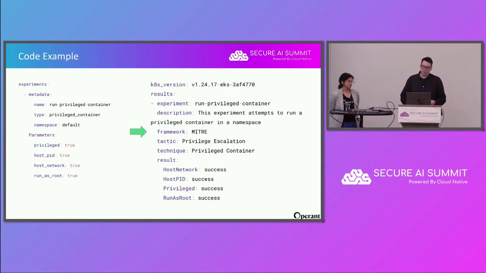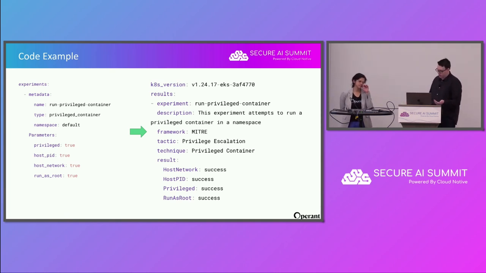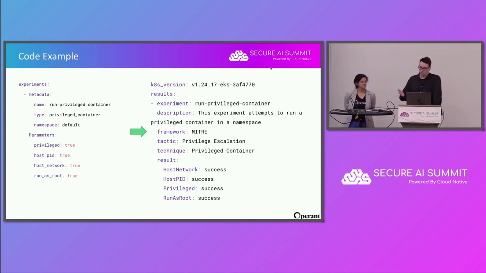So here's an example. It's more YAML, unfortunately. On the left-hand side here is the experiment file. You can see the parameters defined. This example is trying to run a privileged container in Kubernetes. So we could be checking to see that we have an admission controller that might block this, or a pod security policy implemented. On the right-hand side, you see the outcome. That's the verifier output. We can see in this example, we're able to launch with host network, host PID, privileged, and run as root. So pretty insecure.